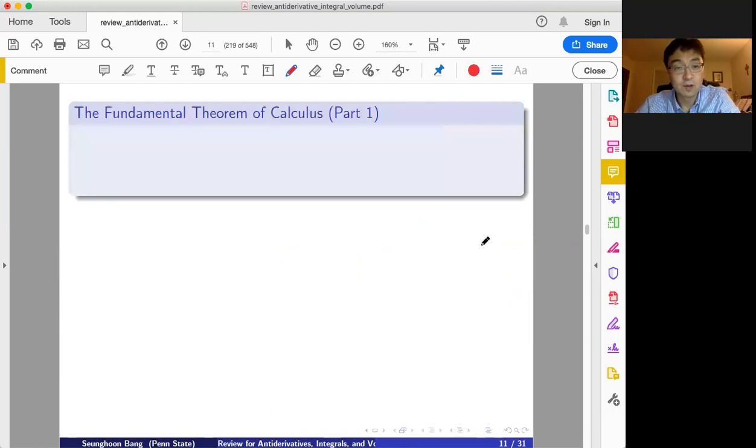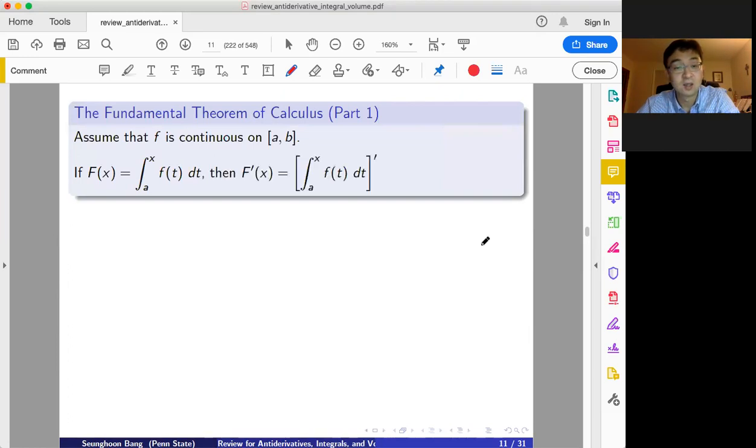The next one, the fundamental theorem of calculus, part 1. Assume that the function f is continuous on the interval [a, b]. Capital F of x is the integral from a to x of f of t dt. So what is capital F prime of x? The derivative of the integral from a to x of f of t dt is exactly f of x.